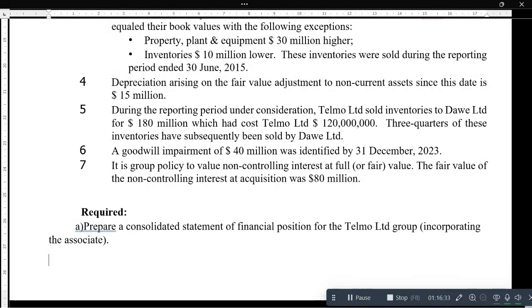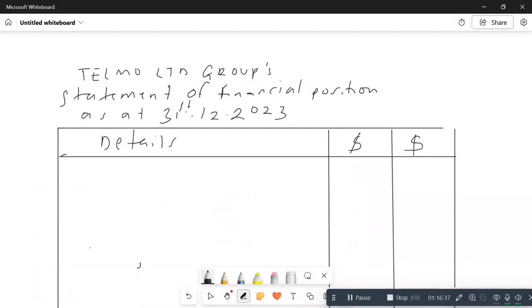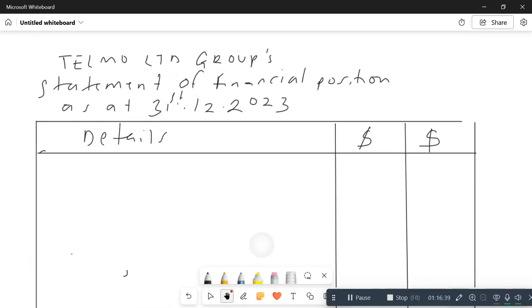Let's start by taking this format. Yes, the format is very clear. It shows Telemo Limited group statement of financial position, balance sheet, as at 31st December 2023. Details, column 1, column 2, those are just the units, the symbol for dollar.